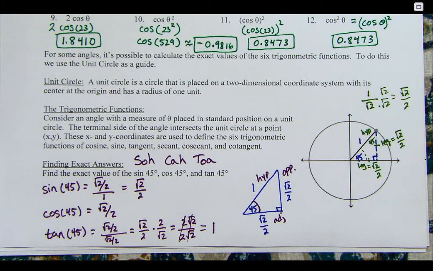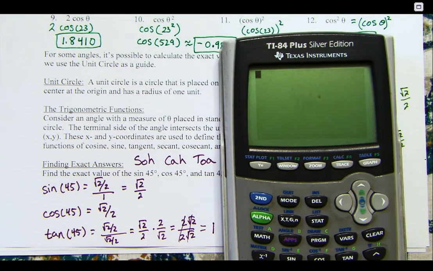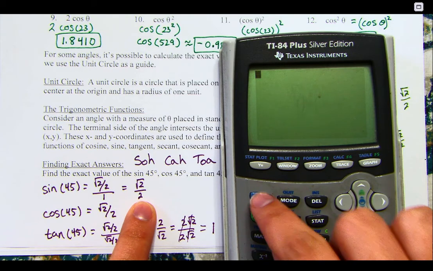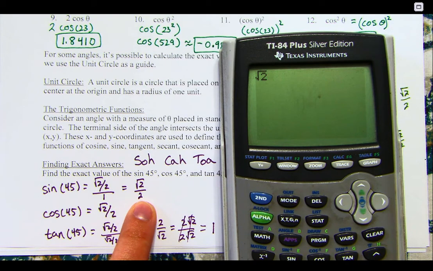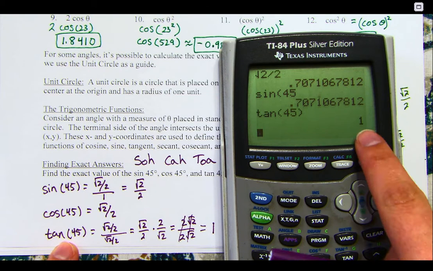Now, if you're second guessing yourself, you can use your calculator to help you. So to do that, I'm just going to take the answer that I think it is. So square root of 2, square root of 2, arrow out, divided by 2, enter. And then I'm just going to type the sine of 45. And my decimals ended up being the same, so I know my exact answer is correct. Okay. Same thing if we go down to this tangent. Tangent of 45 is 1, so I got that one correct.